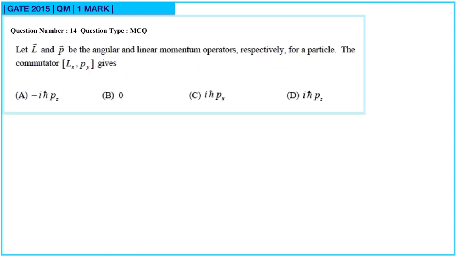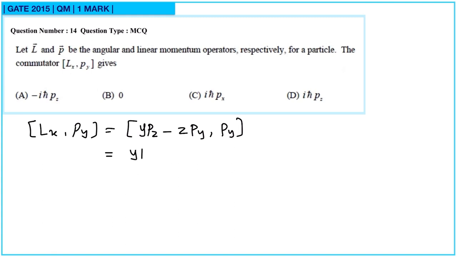Next question. Let L bar and P bar be the angular and linear momentum operators respectively for a particle. The commutator of Lx and Py gives. So Lx is equal to R bar cross P bar. So this will be y Pz minus z Py, and we take its commutator with Py. This is equal to the commutator of y pz with py, minus the commutator of z py with py.